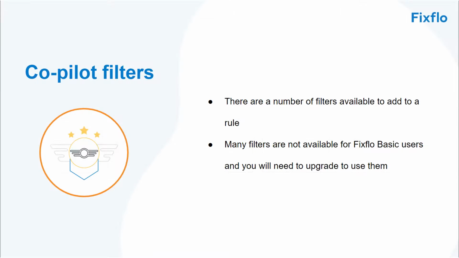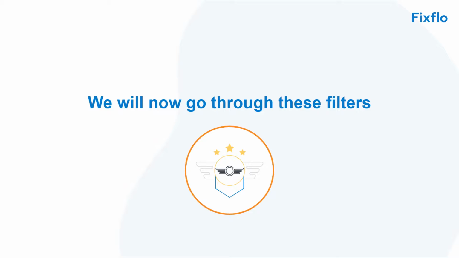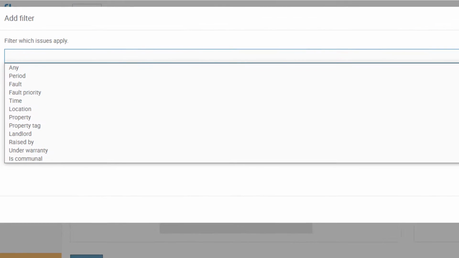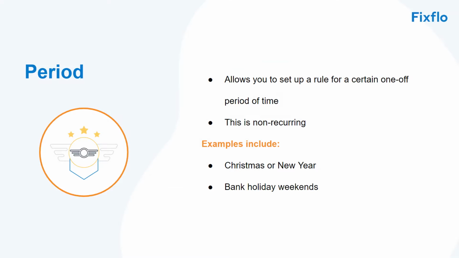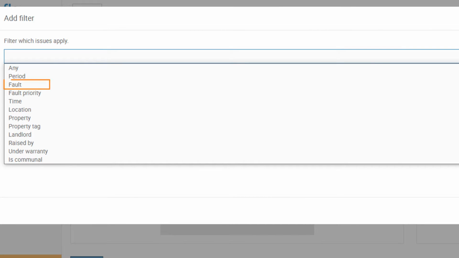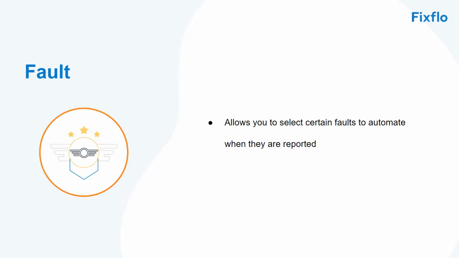There are a number of filters you can add, but please note that many of these are not available for Fixflo Basic users, and you will need to upgrade to either Fixflo Essential or Fixflo Professional to use these. This video will now take you through these filters one by one. The first one is Any. This is very broad and it means that you would like to automate any issue. The second one is Period. This allows you to set up a rule for a certain period of time. For example, Christmas and New Year, or over a particular bank holiday weekend. This is non-recurring. The next filter shows Fault. This allows you to select certain faults to automate when they are reported.